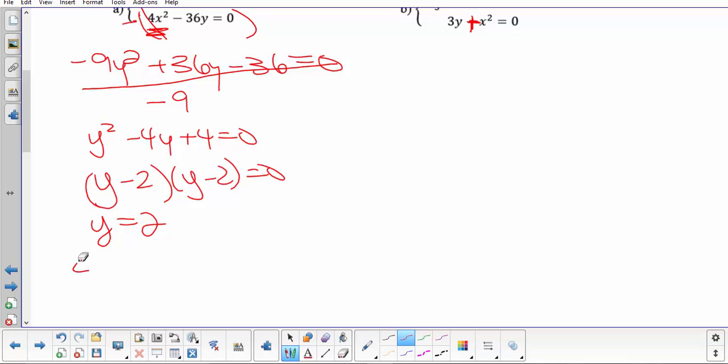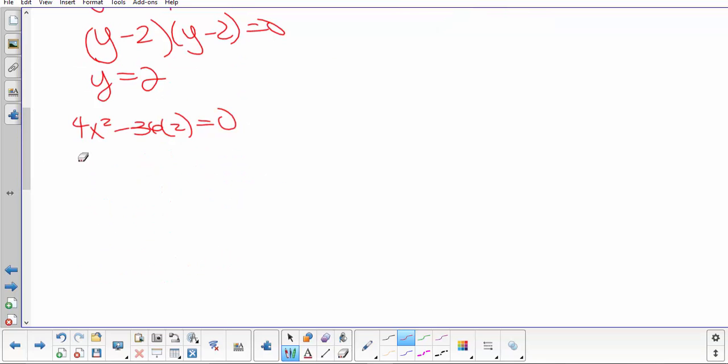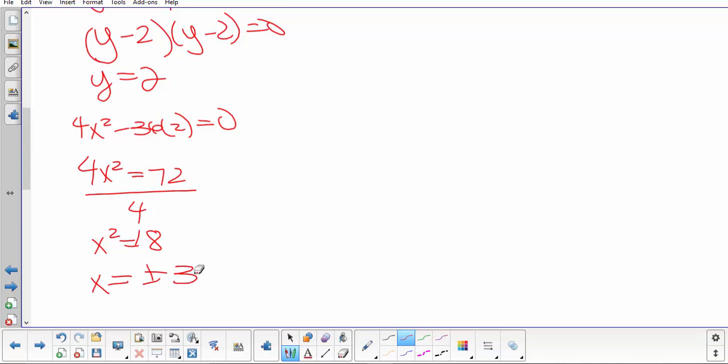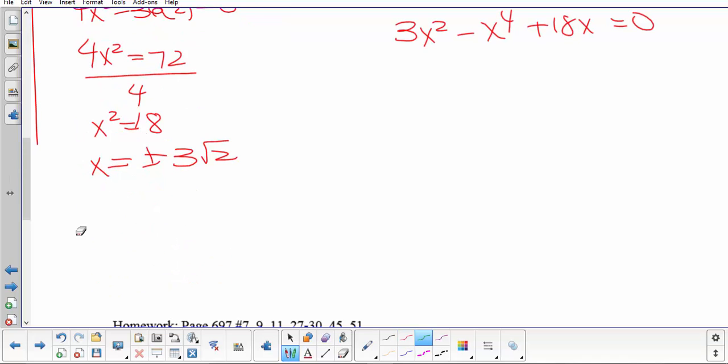So 4x squared minus 36 times 2 equals 0. That tells us 4x squared equals, I'm going to move this over at the same time that I multiply it, 72. When I divide by 4, x squared is 18, so x is plus or minus 3 root 2. Our 2 solutions are 3 root 2, comma 2, and negative 3 root 2, comma 2.